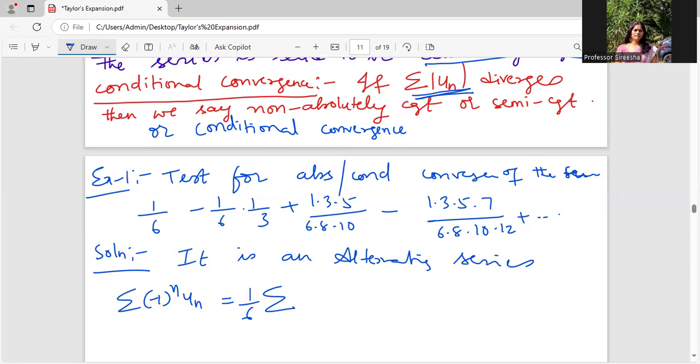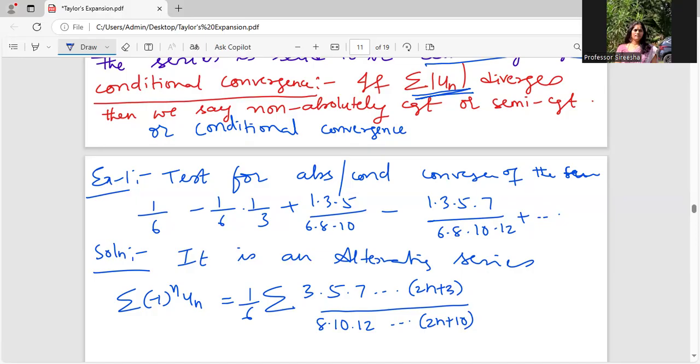I'll be having 1 by 6, and 3 into 5 into 7 and so on. A is 3, d is 2. So a plus n minus 1 into 2, which gives 2n plus 3 in the numerator. Similarly, in the denominator, I have 8 into 10. A is 8, the difference is 2. So 8 plus n minus 1 into 2, so 2n minus 2 plus 8 is what I will have.